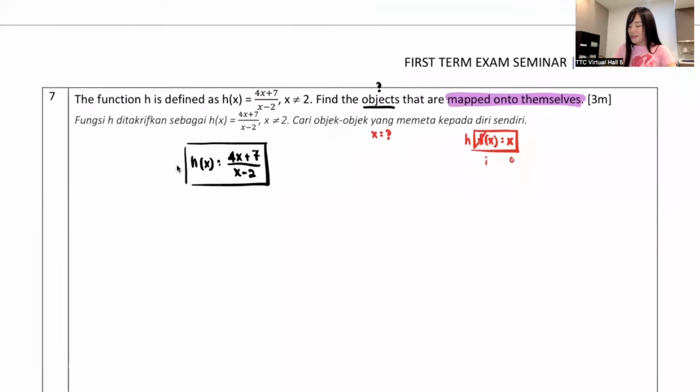Maybe you ask me, teacher, can I swap the sequence? Of course can. Who cares? It's the same thing, okay? Like 2 equals 3, 3 equals 2, same thing. Who cares who is left, right? Okay. So now the h(x) equation, you can sub inside. So h(x) is actually equivalent to x. Okay, isn't it until here?